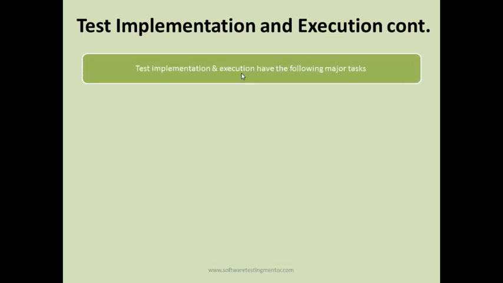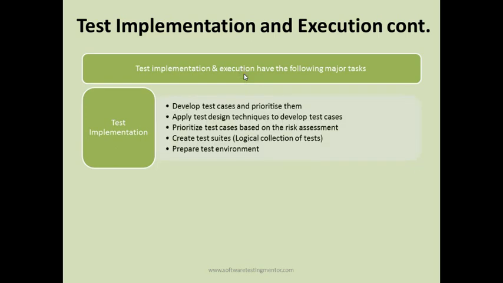So test implementation and execution have the following major tasks. What are the major tasks? In test implementation, develop test cases and prioritize them. So you already have test conditions with you. You need to convert those into test cases and you need to prioritize those test cases based on the risks or whatever factors have been considered in the test planning phase.